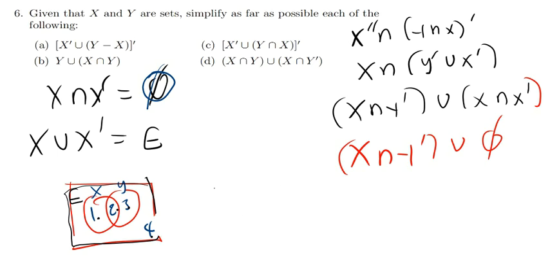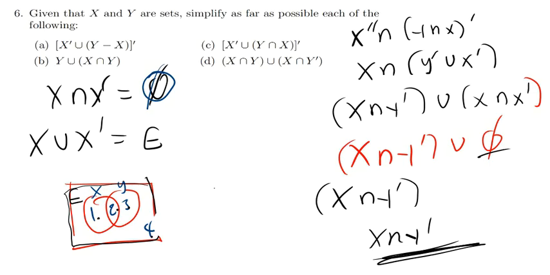So then here we can clearly see that this is going to be x intersection y complement. Now if we union it with empty set, I'll end up with just this. So this is my answer. It can't go further than that. Understood.